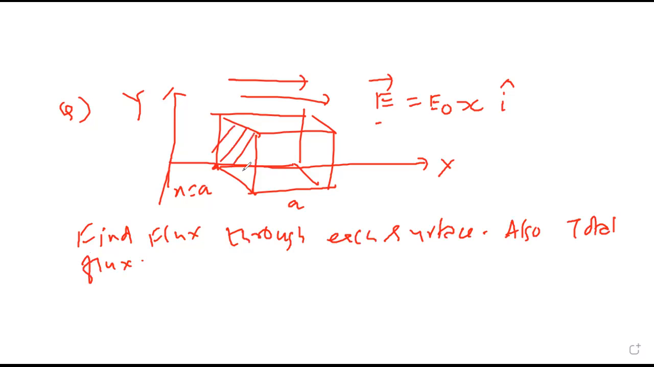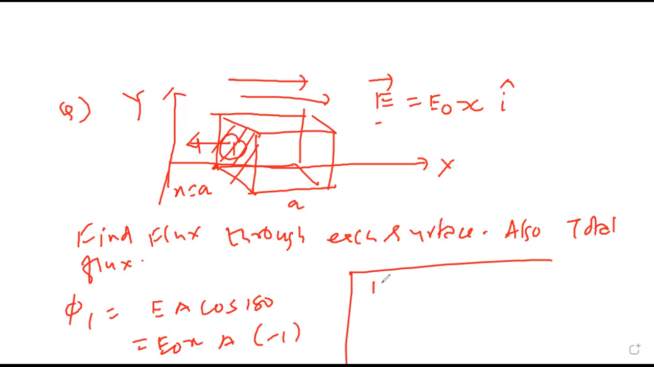So if I take the first surface, the area vector will be outward. What will be flux phi 1? The formula is the same, E A cos 180, correct? It is E naught X into area into minus 1. What is X? The distance is given as A from here. And the area is A square, side square, into minus 1. That means it will become minus E naught A cube.